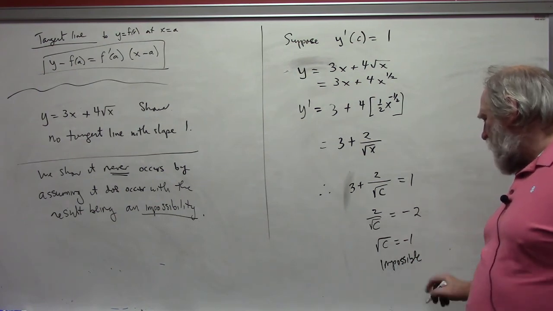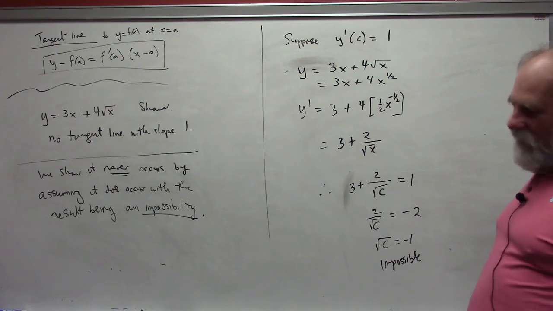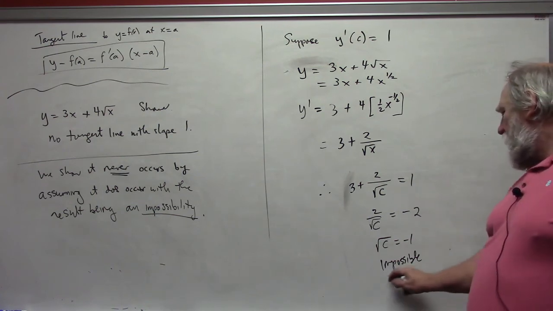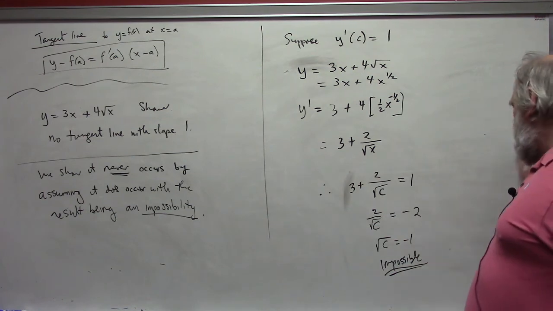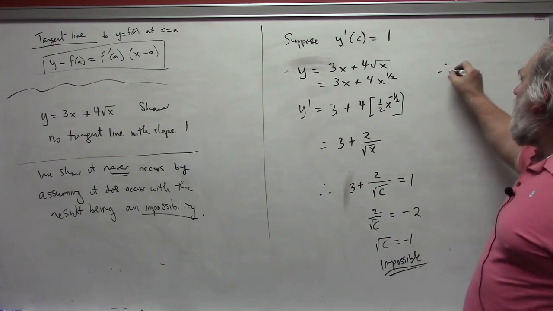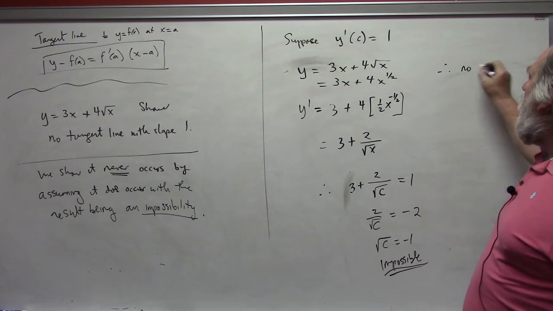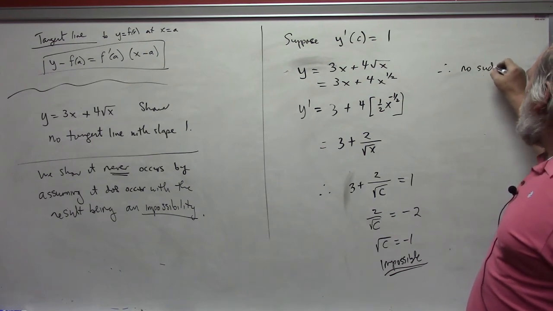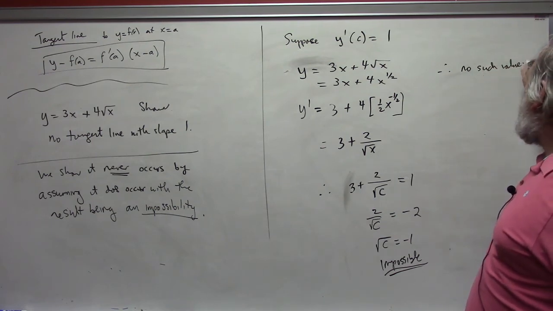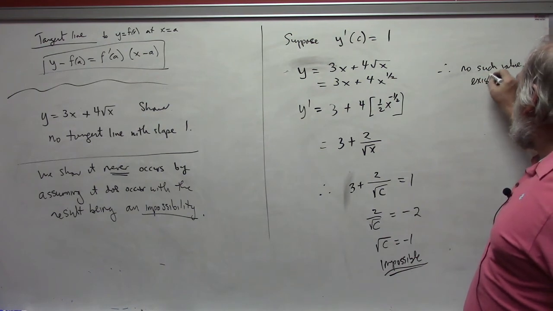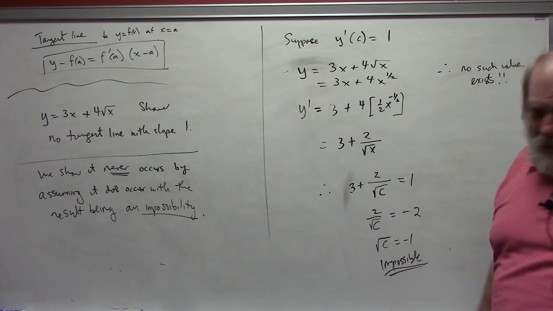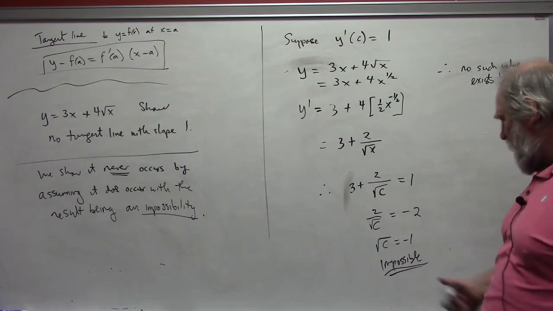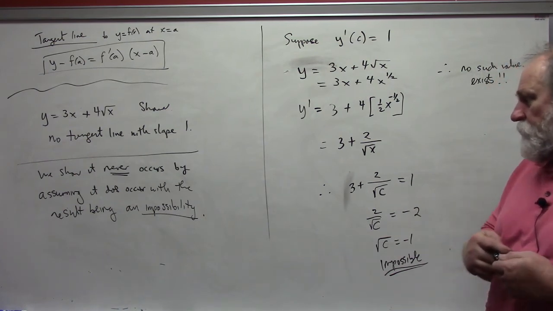The square root is always some positive value, or non-negative value, could be 0. But because this led to some impossibility, we would then say, therefore, no such value exists, which is exactly what I wanted to show. There is no tangent line with slope 1. It led to something impossible. Okay?